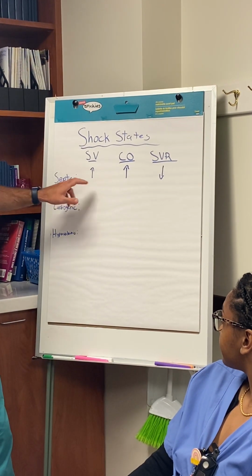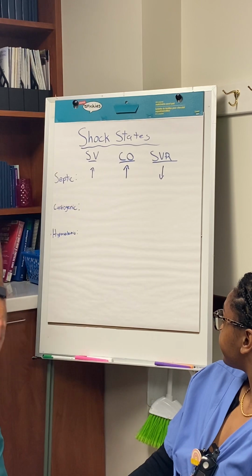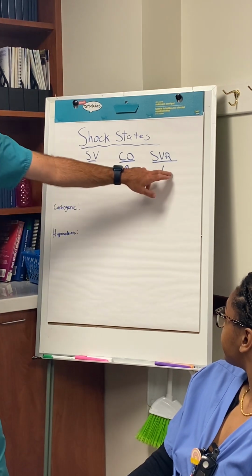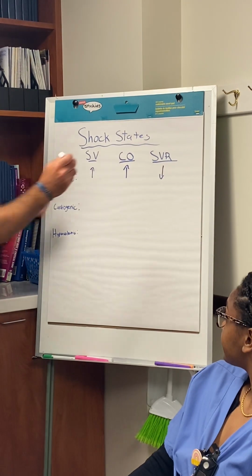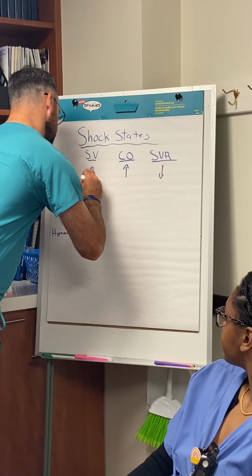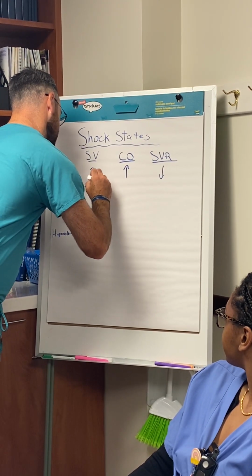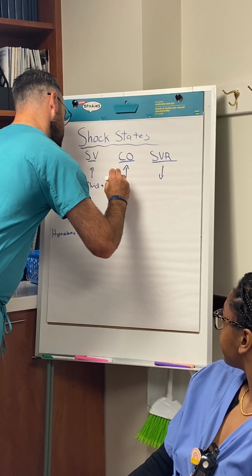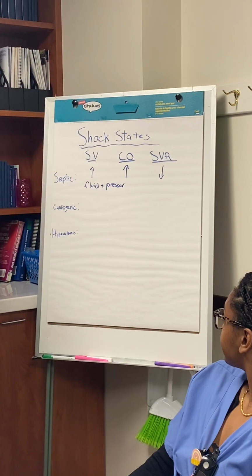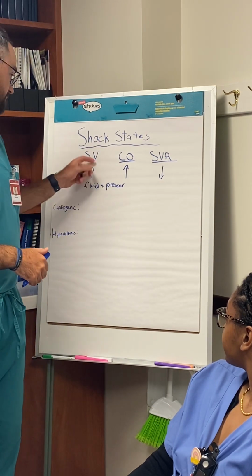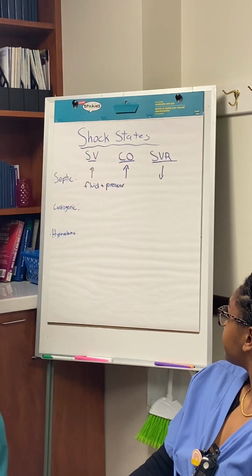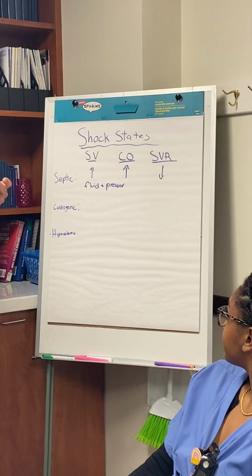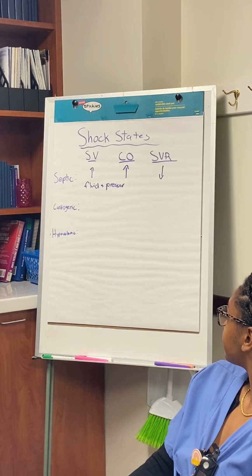What do these septic patients need to fix this situation? Volume, and we got to fix the SVR too, right? So sepsis is going to be a combination of fluid, sorry for my chicken scratch, plus pressure. Because you need to fill the tank, and then you need to squeeze, right? We need to fill the tank to fix the stroke volume, the cardiac output, and then we need to clamp them down. That makes sense? That's probably the most common one you're going to see.